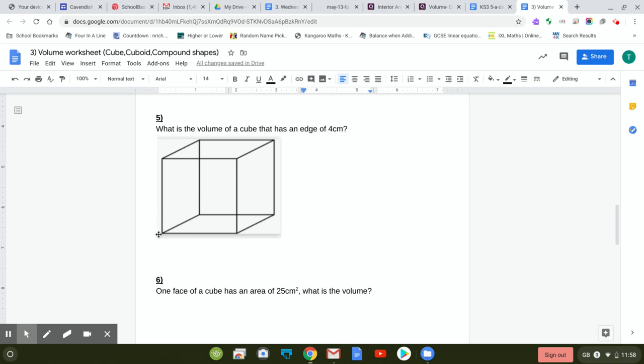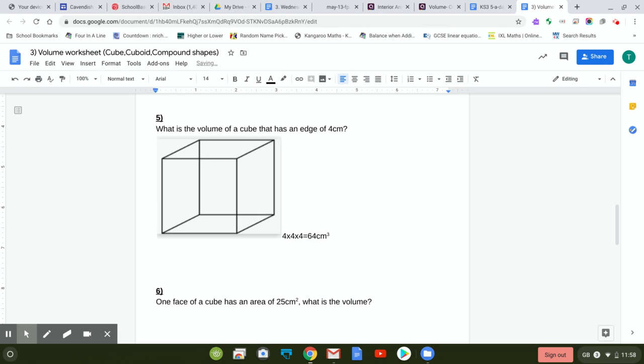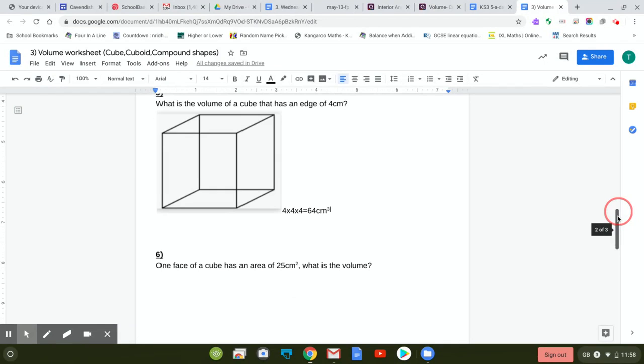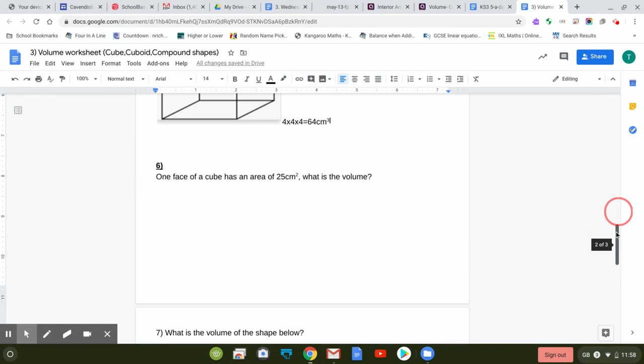So to get the volume, it's 4 times 4 times 4. So 4 times 4 times 4 equals 64 centimeters cubed. Pause the video if you need to work through that again.